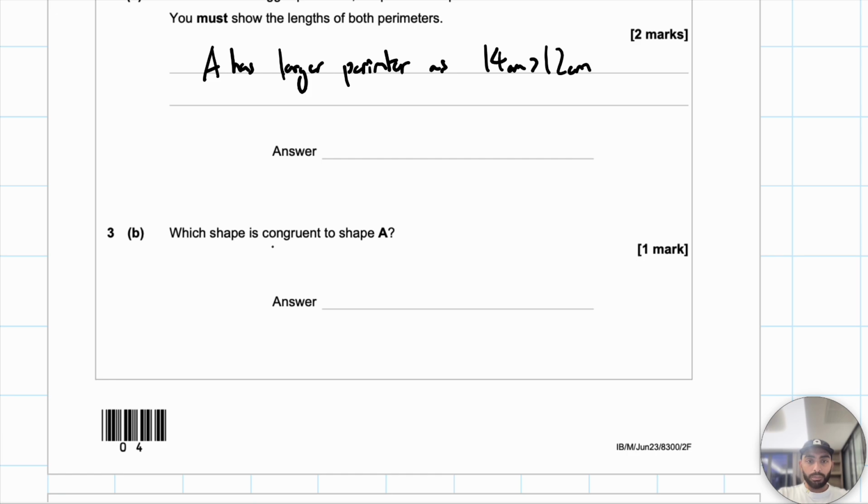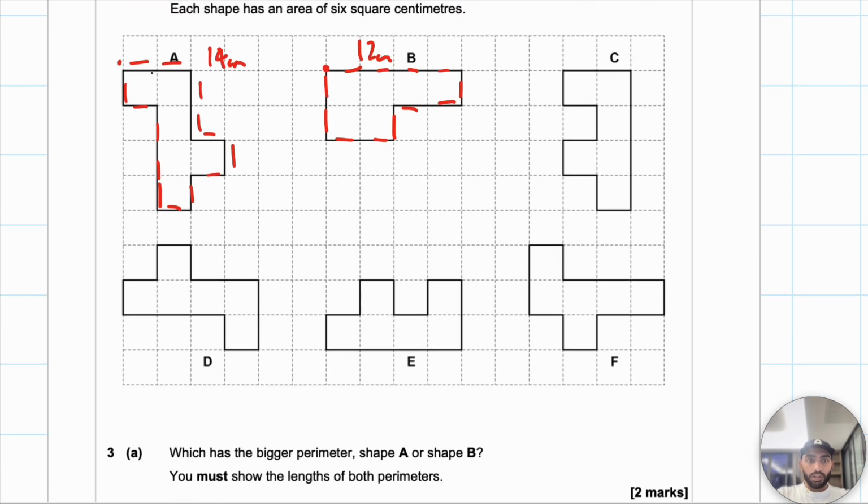Part B, which shape is congruent to shape A? Congruent just means exactly the same. In shape A, I can see I've got this L shape and then I've got another L shape. So this one does not have it, this one does not have it, and this one does have those two L shapes, so it's going to be D.